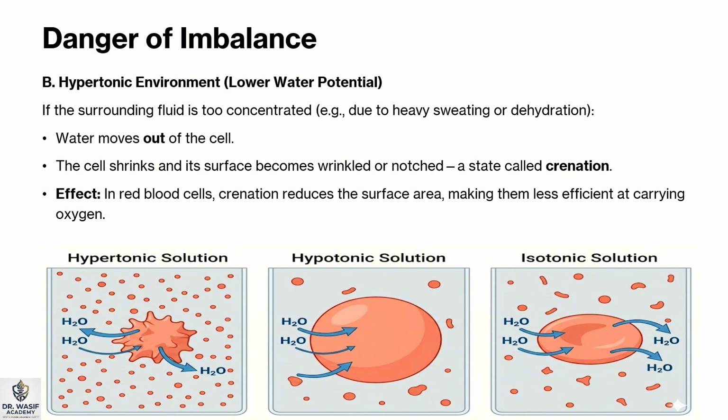This is why doctors monitor your hydration so closely. Your blood is not just a liquid, it is a carefully balanced chemical environment. If that balance flips from a balanced environment to a hypertonic one, every cell begins to shrivel and fail.